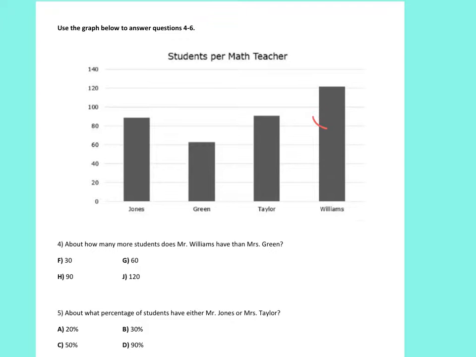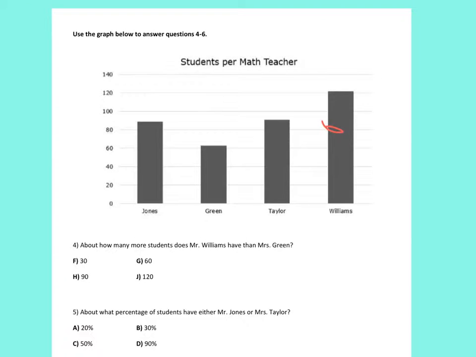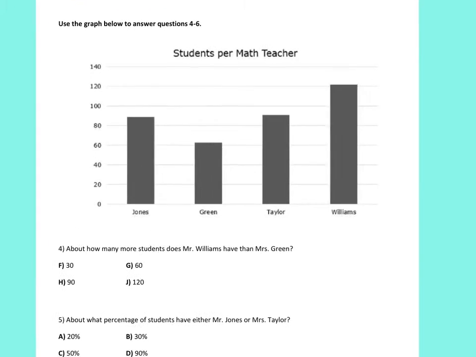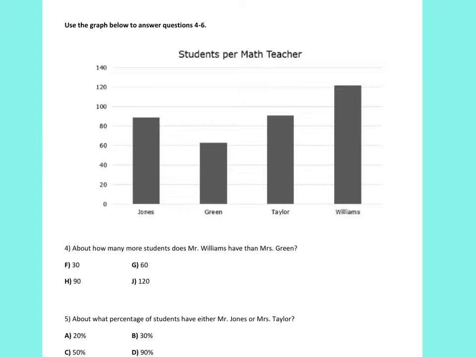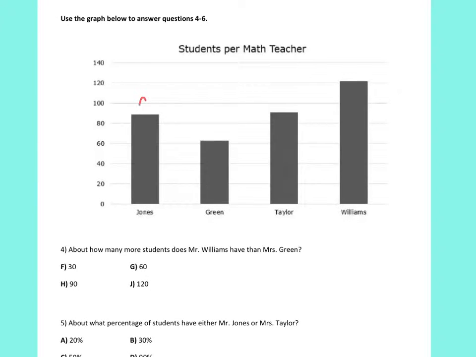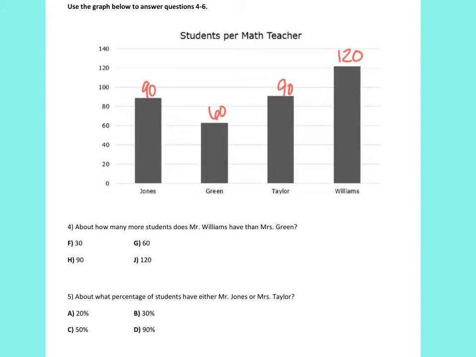Okay, on the bar graph, use the graph below to answer questions 4 through 6. This graph's kind of weird. The one on your test will be a little bit more clear. But I would go ahead and write the totals above each bar. So you already have those numbers. So like Jones has 90, Green, we're going to say 60. It looks like it's above that, but we're going to say 60. Taylor's 90, and Williams, we're going to say 120, even though it looks a little bit higher.